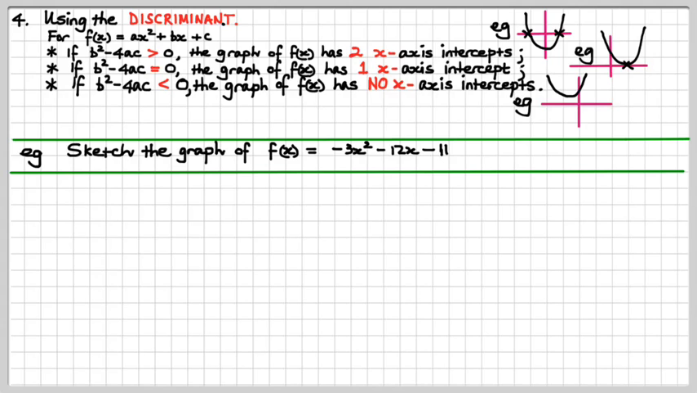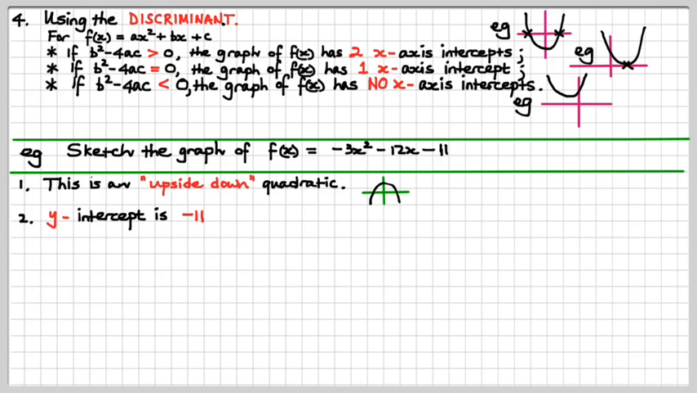Now, here's an example for us to do. We have to sketch this graph. It's an upside down quadratic, and it doesn't look too friendly. I think we might have to use the quadratic solution or completing the square to work this out. So the y-intercept we automatically know is the c value of ax squared plus bx plus c. In this case c is minus 11, so the y-intercept is minus 11. That was pretty easy. The rest of it might not be quite so easy.